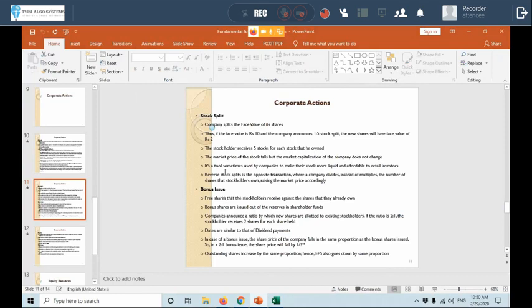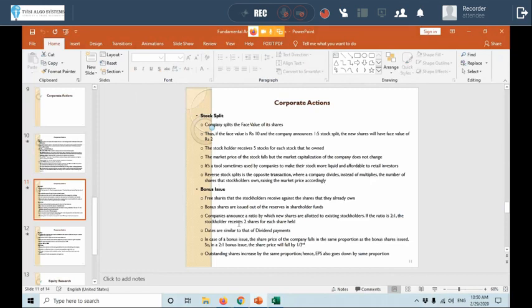Such kinds of actions are generally not done by companies. I have not seen many companies go into a reverse stock split. They would not do that, right? That's it. So the next corporate action is bonus.